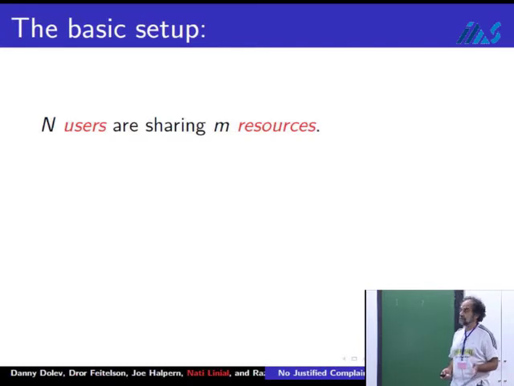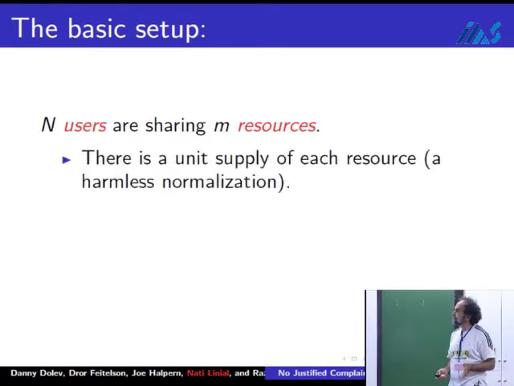Okay, so the setup is quite simple. We have n users, and they're sharing m resources. And I can assume, and I will, that this costs nothing. I mean, in terms of limiting the applicability, there is a unit resource, 1 unit of supply of each resource.